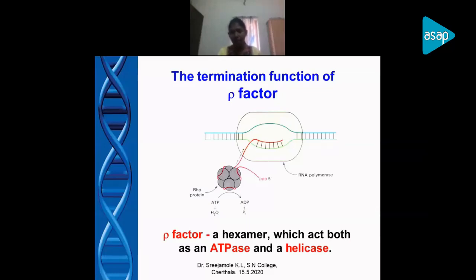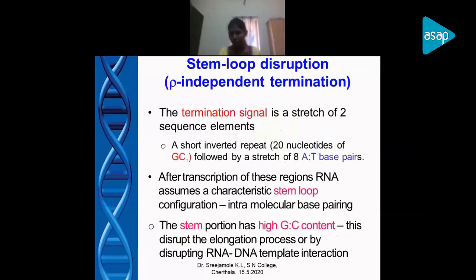Then another kind is rho-independent termination or stem loop formation, in which the termination signal is an inverted repeat of 20 nucleotides consisting mostly of guanine and cytosine, followed by 8 base pairs. So after transcription, these inverted repeats tend to form a stem loop conformation, where the stem is formed by the G-C pairs. And this characteristic stem loop configuration brings about the termination of the transcription, by disrupting the RNA-DNA template interaction. So it gets terminated.